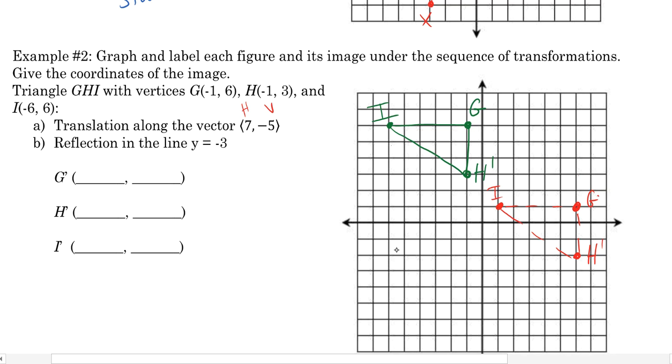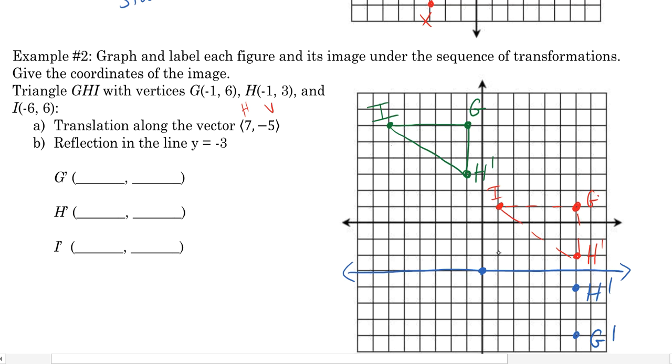So remember, y equals -3 is going to be a horizontal line, so I'm going to be reflecting over y equals -3 on the y-axis right there. So any line along that horizontal line is going to be equal to y equals -3. So I need to then reflect. And again, I can see that H is 1 unit above, so the image of H will be 1 unit below. And then I can continue that with my other points.